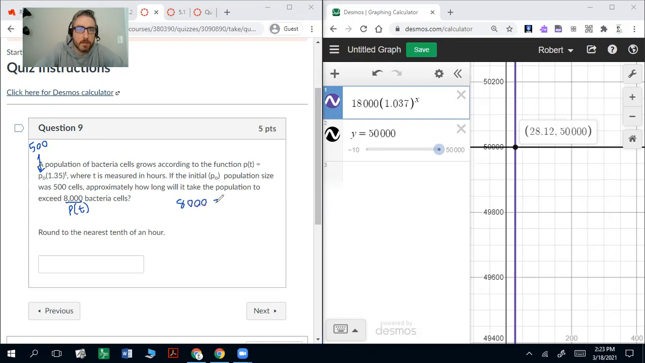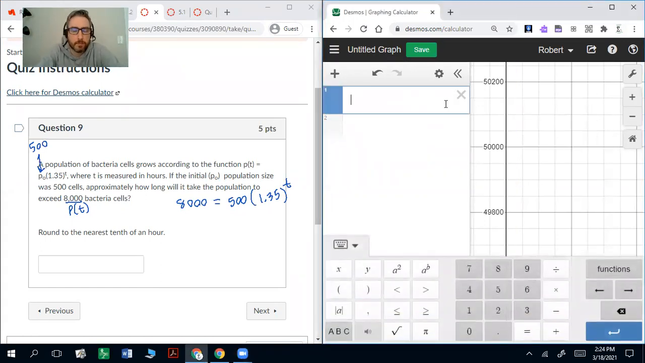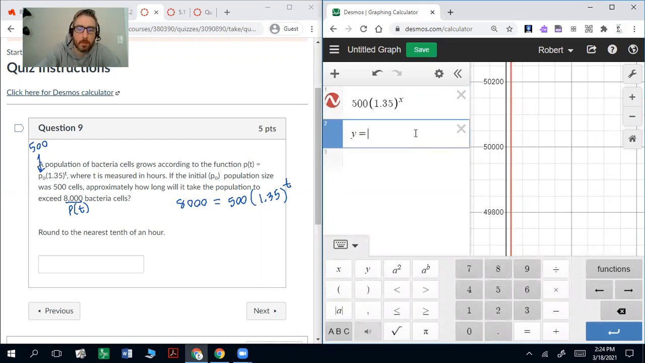We have 8,000 equals 500 (1.35) to the T power. So we'll use a graph again. Again, these can be solved using logarithms, but this lesson actually comes before the logarithm lesson. So I'm using a graphing approach. So you set y equals the number side and put the other function in using x.